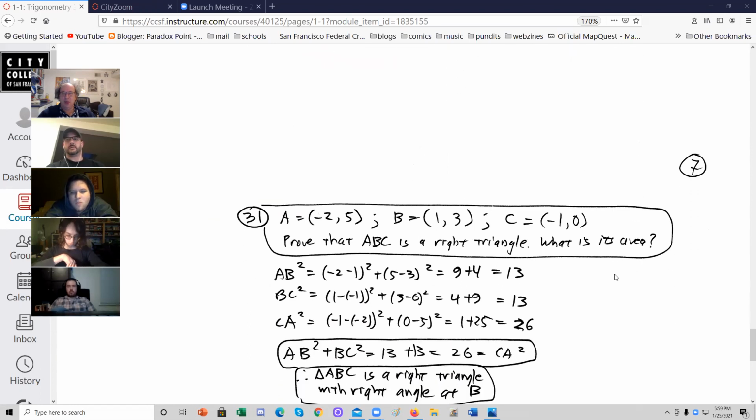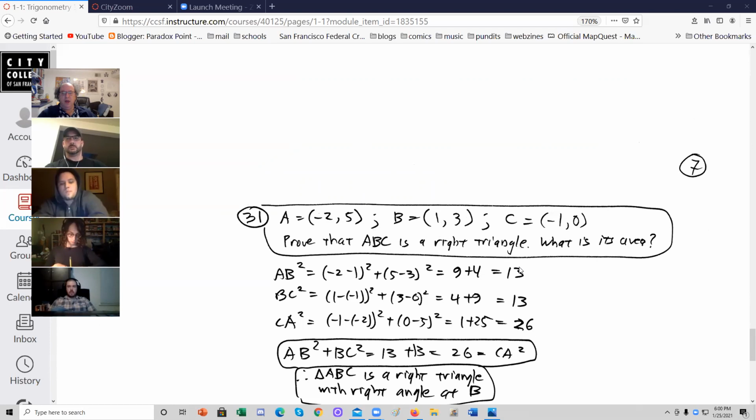Let that be. Here we have 3 points, (-2, 5), (1, 3), and (-1, 0). Prove that it's a right triangle. What is its area? Well, all right. We find the distance from A to B, B to C, C to A. A to B, -2 minus 1 squared, 5 minus 3 squared, that's 9 plus 4, makes 13. From B to C, 1 minus -1 squared, plus 3 minus 0 squared, it's 4 plus 9, again 13. And then CA, -1 minus -2 squared, plus 0 minus 5 squared. That comes out to 1 plus 25 is 26.